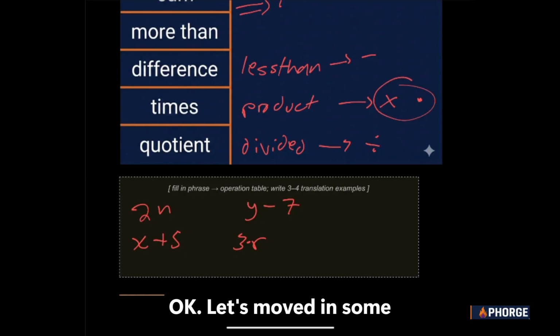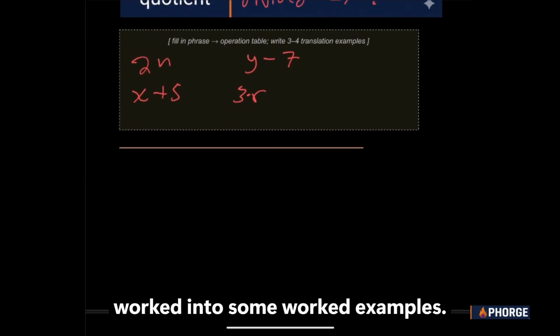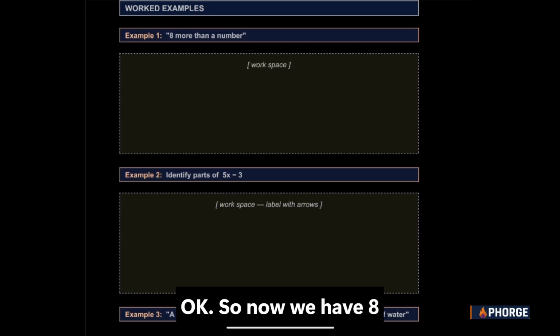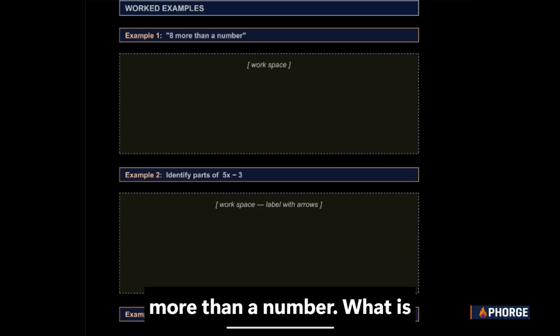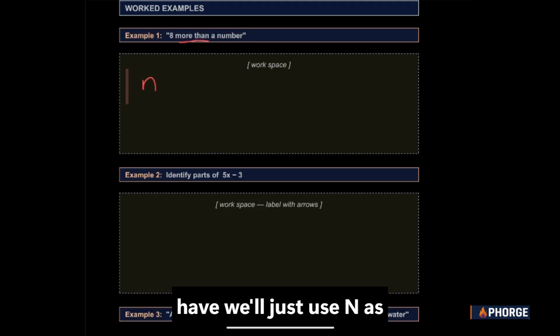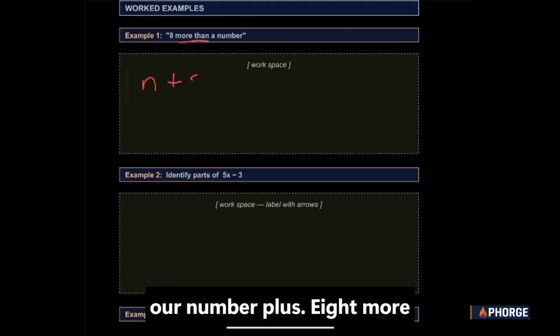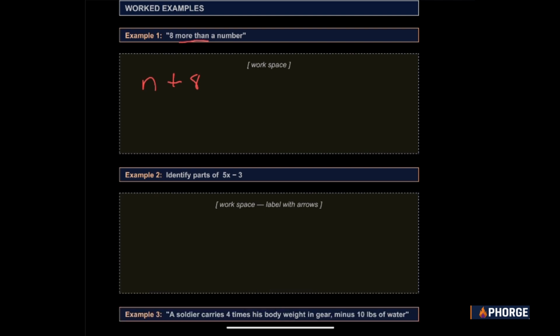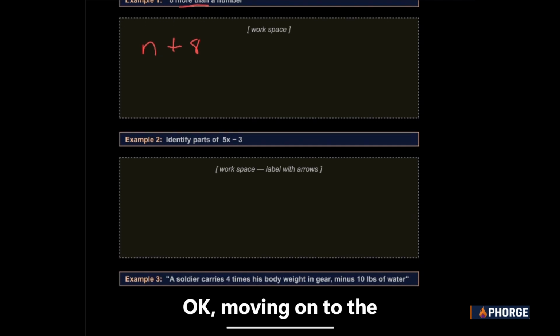Okay, let's move into some worked examples. Now we have 8 more than a number. What is the key word in this phrase? That's right, more. So we just use n as our number, plus 8. What's 8 more than a number? n plus 8. Okay, moving on to the next one.